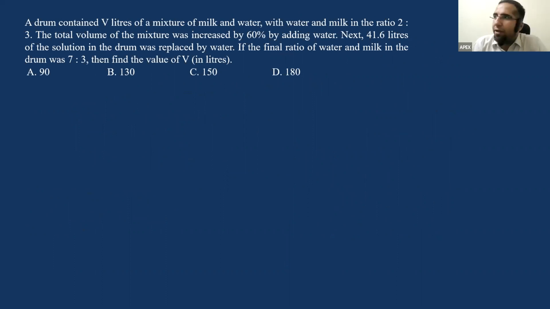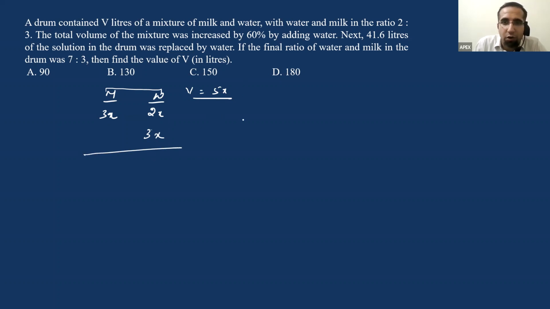Now, a drum contained V liters of mixture of milk and water, with water and milk in the ratio of 2:3. So water is 2x and milk is 3x. Okay. So that means the total value of V I'm writing here as 5x. Now this volume is increased by 60%. 60% of 5x is 3x, by adding only water. Clear? 60% of 5x is 3x because 3 by 5. So I'm adding 3x by adding only water. So I repeat, water is 2x and milk is 3x.